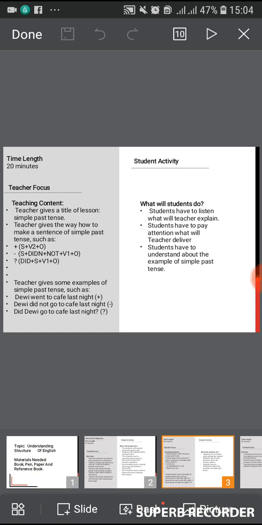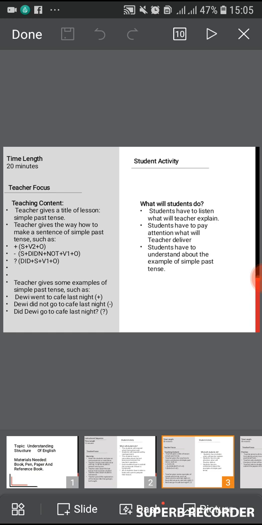For the second, the teacher gives the way to make sentences in simple past tense: in the positive form, subject plus verb 2 and object; in the negative form, subject did not plus verb 1 plus object; and in the interrogative form, did plus subject plus verb 1 plus object. What will students do? Students have to pay attention more to what the teacher delivers. I think all students have to understand it well.